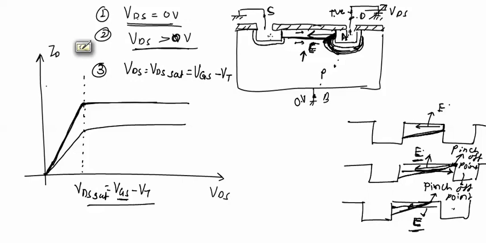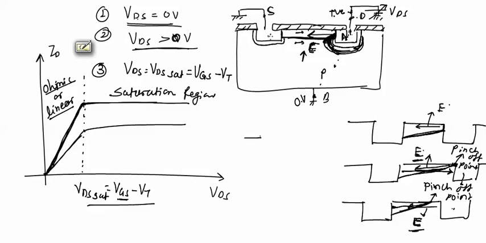This is called the ohmic or linear region, and this is called the saturation region. So it is operating in both regions, the linear region and the saturation region. In the ohmic region, we can see that the graph is a straight line.